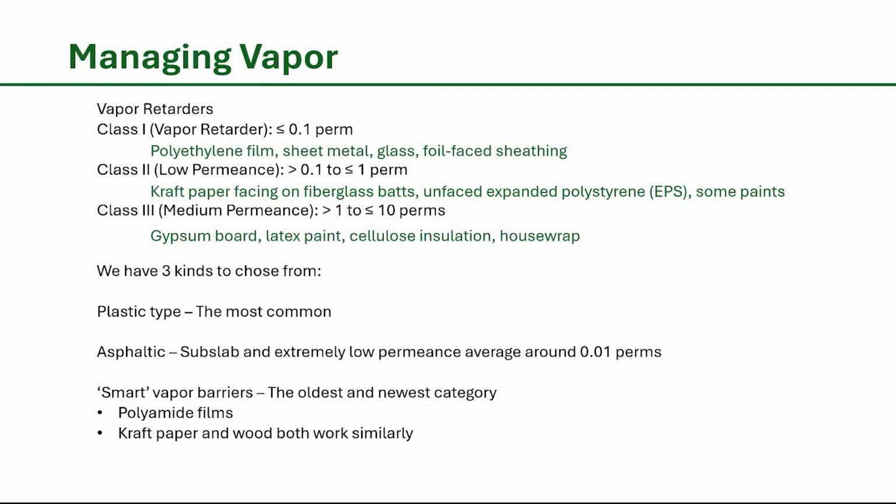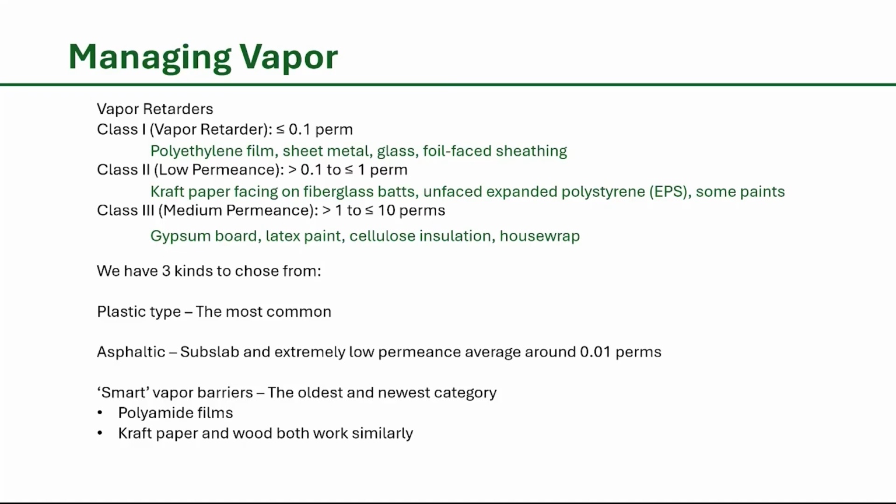The important thing to remember here is that you are allowed one Class 1 vapor retarder per wall, floor, or ceiling or roofing assembly. You're allowed one. It has to be in one place. If you have multiple materials that are Class 1 vapor retarders, the best practice is to try and group them together. We have three kinds of vapor retarders to choose from.